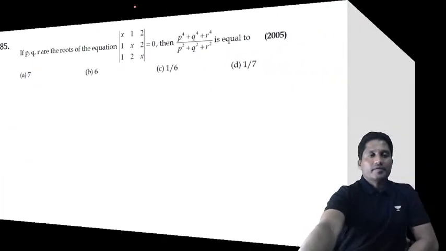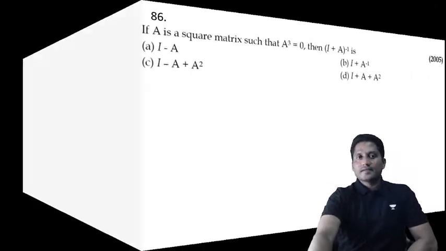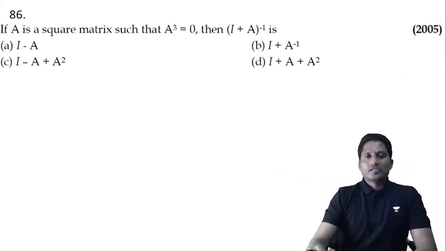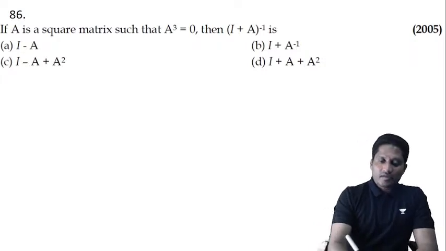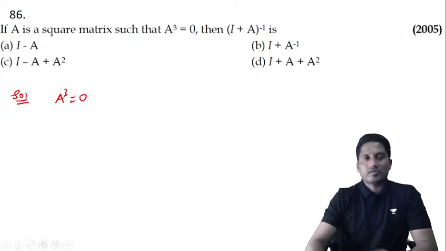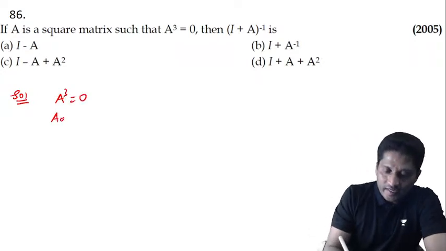Alright, let's move to the next question. Question number 86. A cube is equal to 0. What is I plus A whole inverse? See, this is not going to help me out. Suppose A cube is equal to the null matrix. I'll add I on both the sides. That is A cube plus I is equal to I. This I is the same as I cube, right?